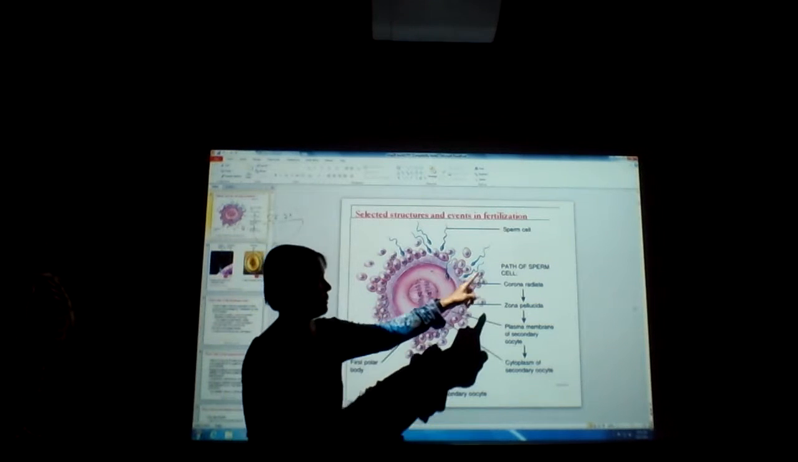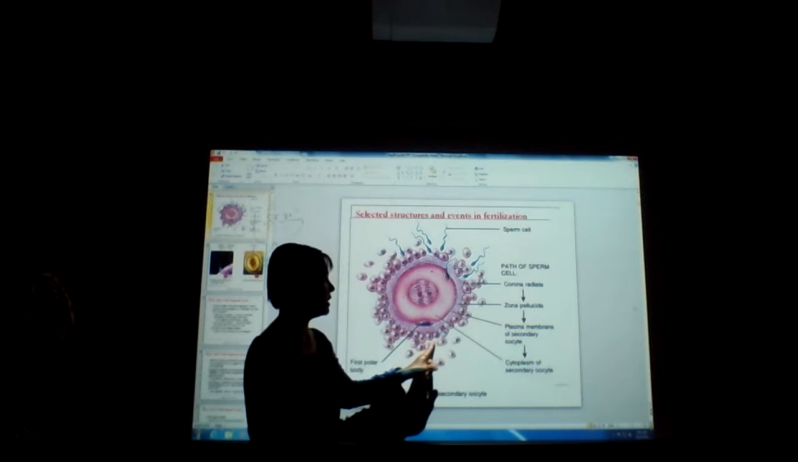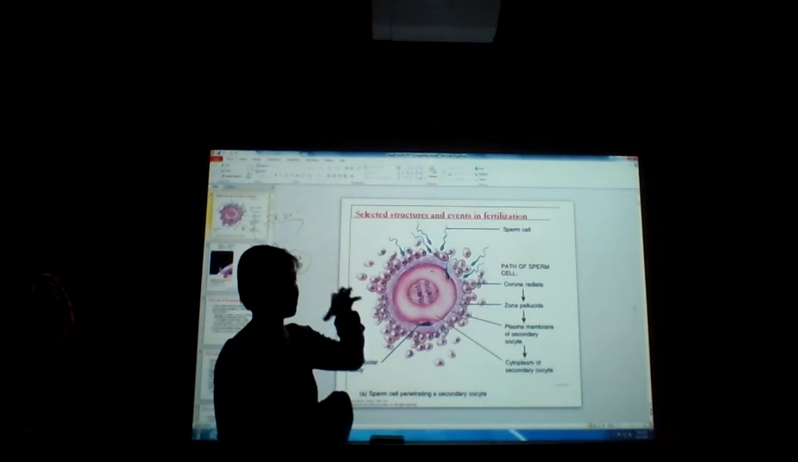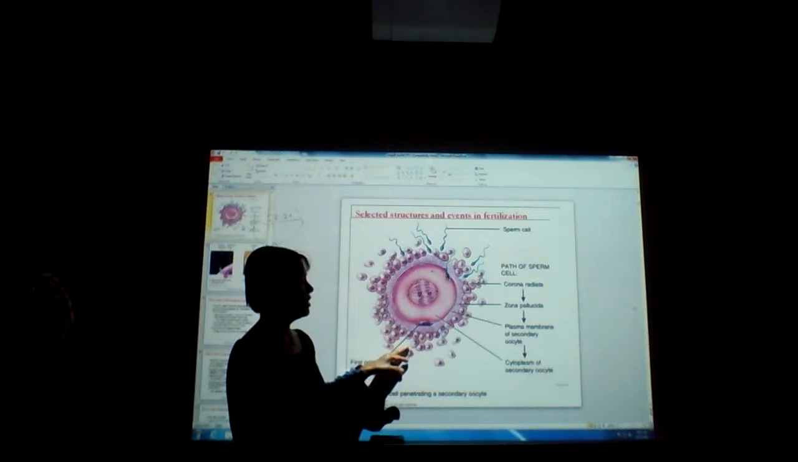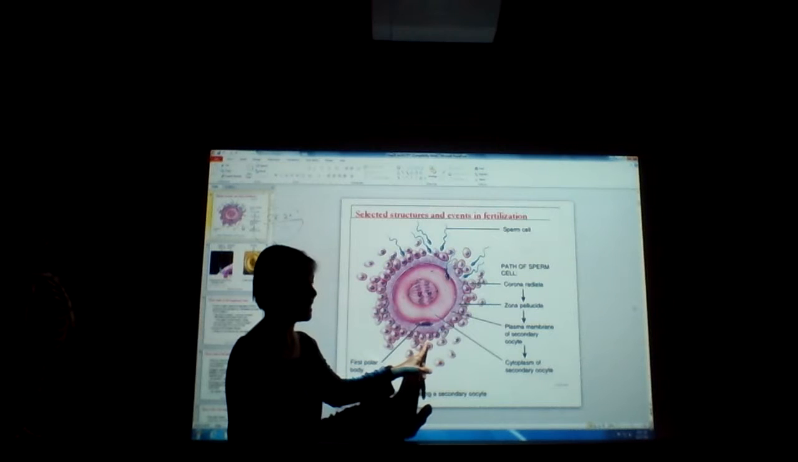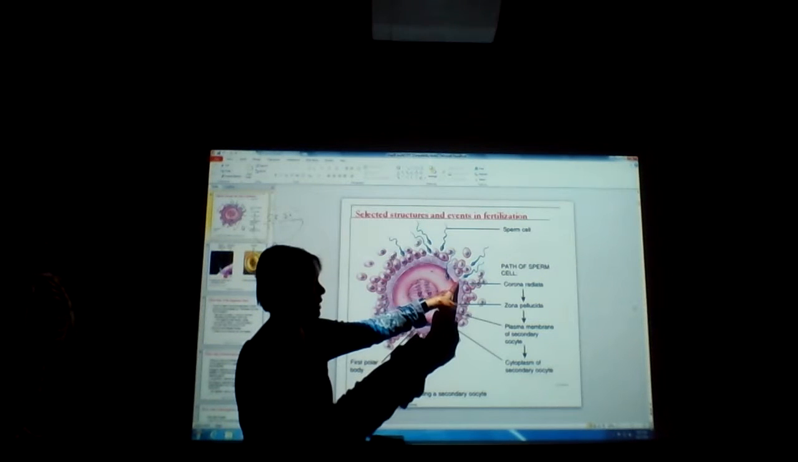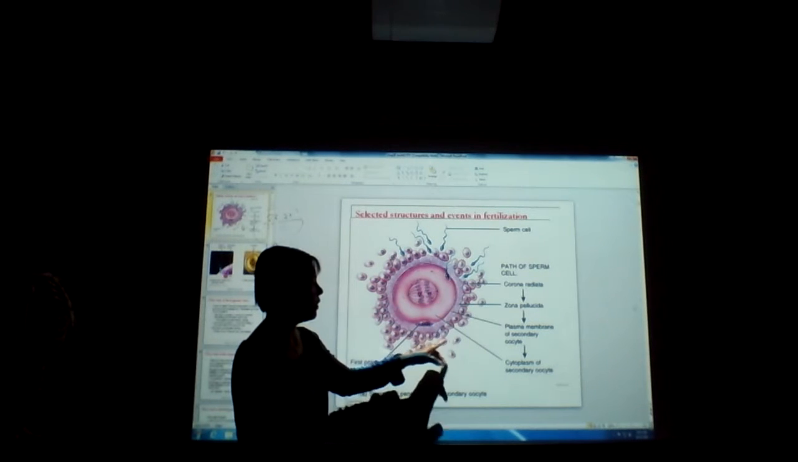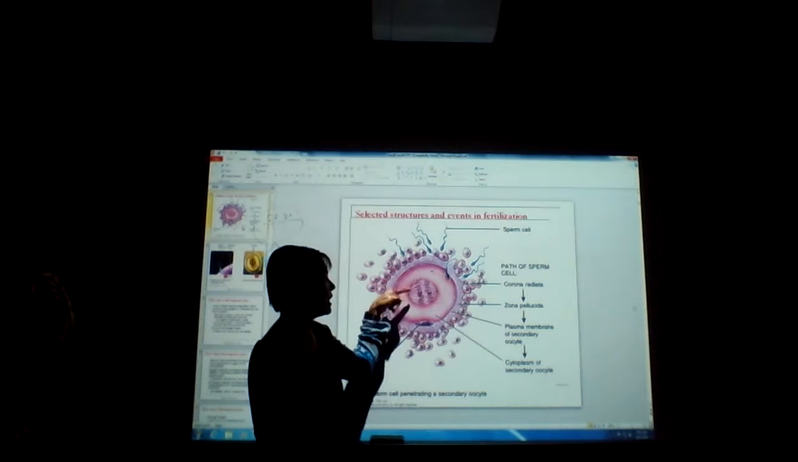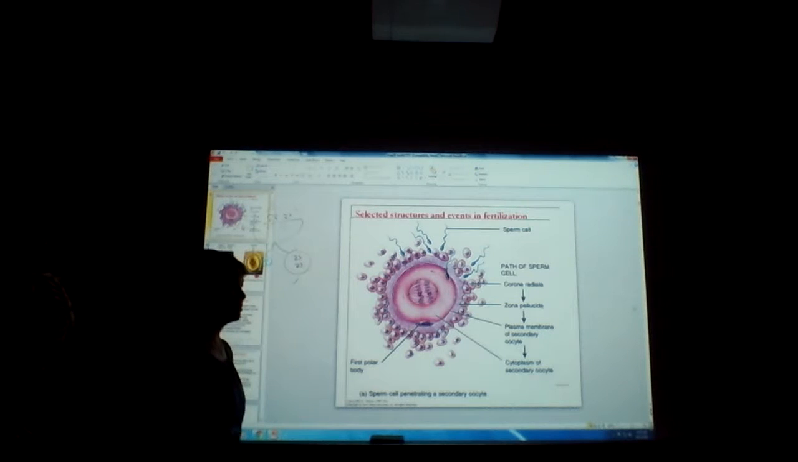So, see, the path of sperm. The layer of follicle cells is called corona because it's surrounding it like a crown, corona radiata. So the sperm really has to weaken this corona radiata and then weaken this zona pellucida before it can pass through the plasma membrane and meet with the chromosome. That's the path of the sperm. That's why we need those millions of sperm.